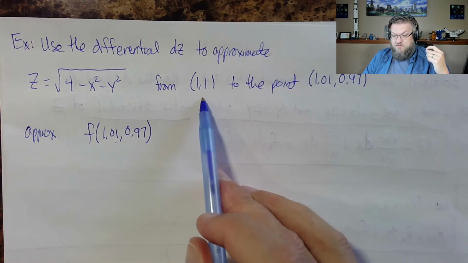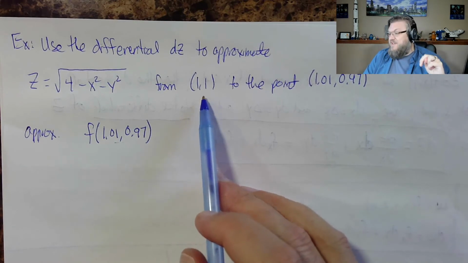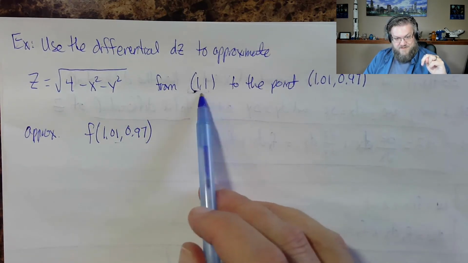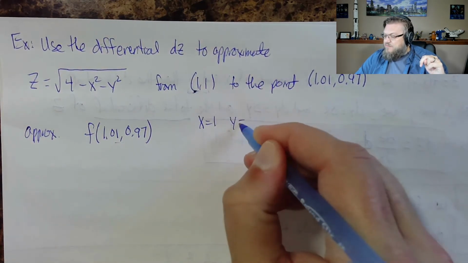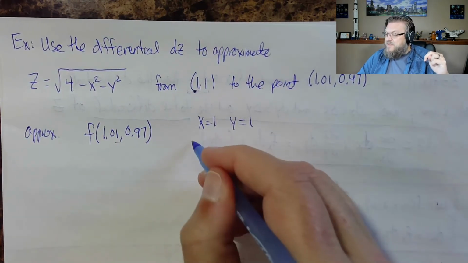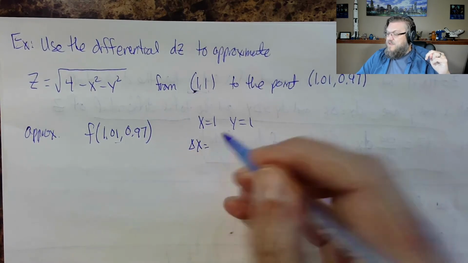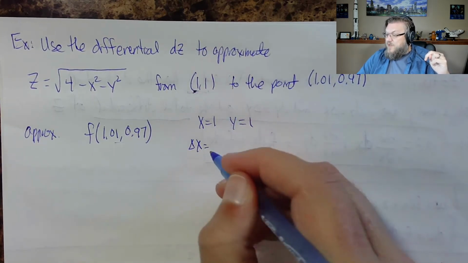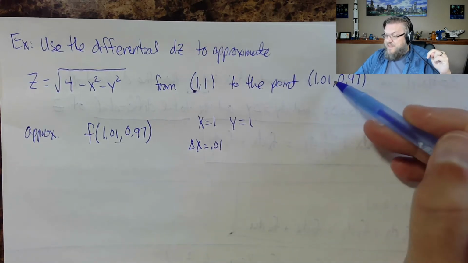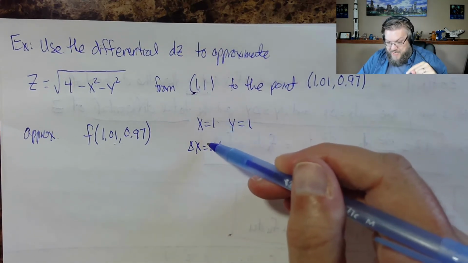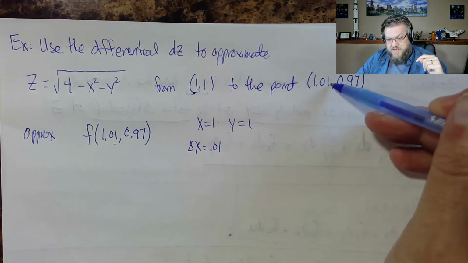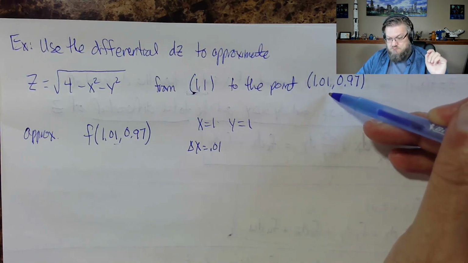Go to the nearest point where that is nice. And so notice that that's 1, 1, right? So let's say that x is 1 and y is 1. And let's think of the delta of x to be 0.01. Do you see that? That makes this 1.01. That would be x equaling 1 with a change of x being 0.01, getting me to the new location.